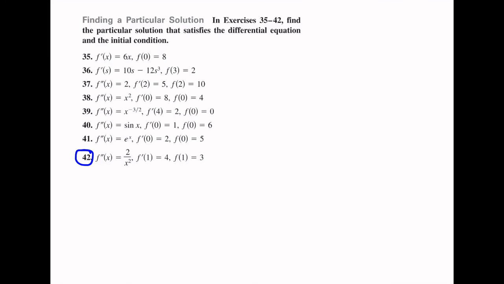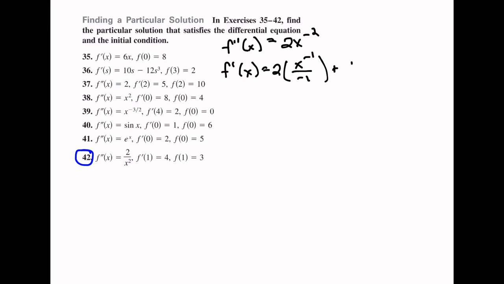Okay, I'm about to work it out. Now we have to take the original f double prime and do a rewrite so that we can use our power rule. So f prime of x is 2 times x to the 1 higher power over that power plus c, or negative 2 over x plus c.